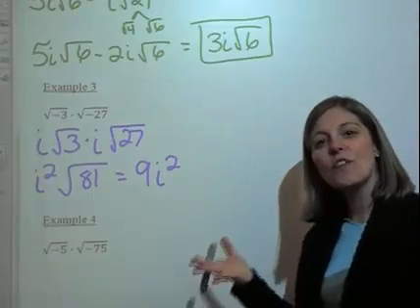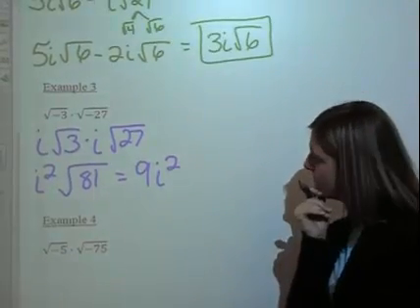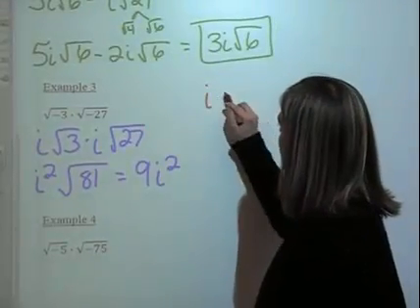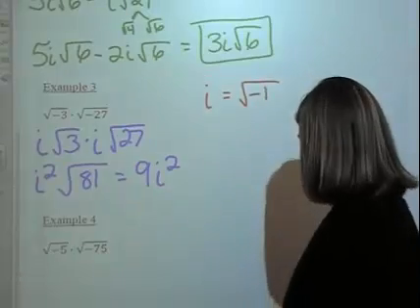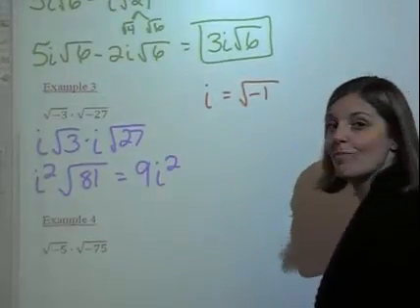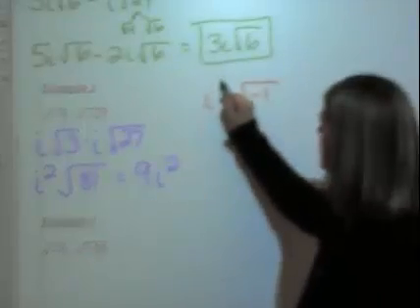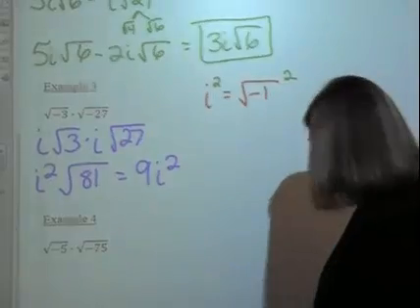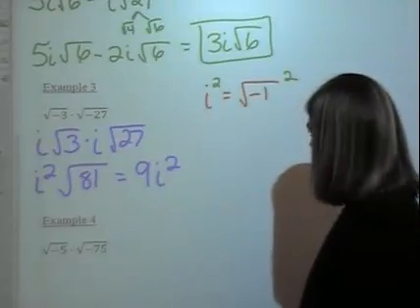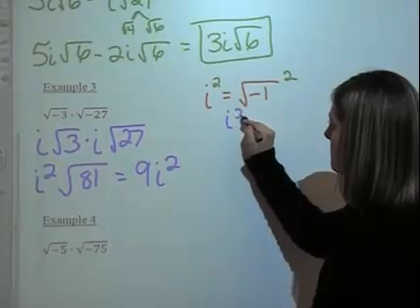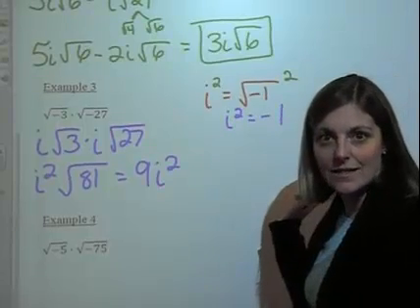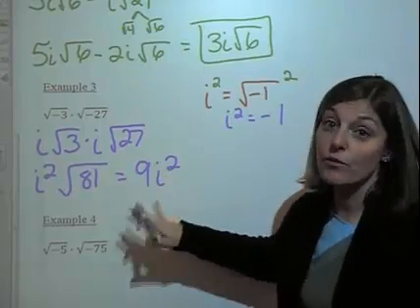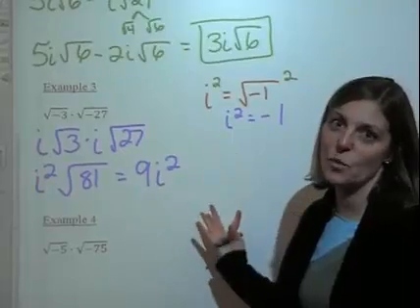Now, what do you think i squared would be? Well, let's see. If i is the square root of -1, and I square both sides, what happens with this square and the square root? They cancel out, so you get -1. So this i squared can be replaced with -1, and what's 9 times -1?